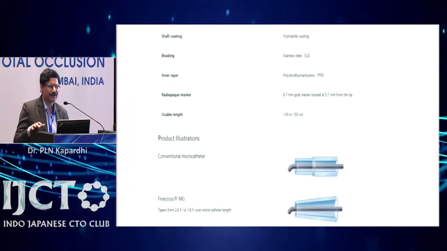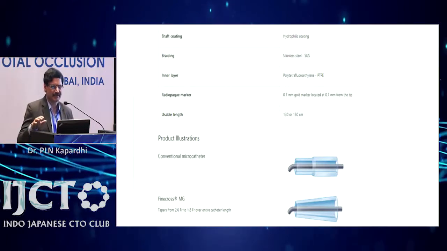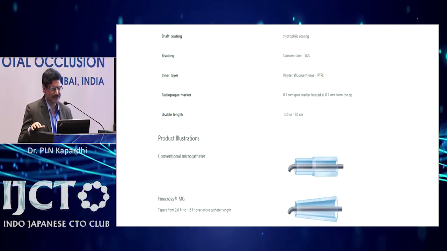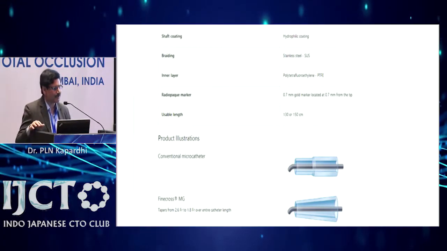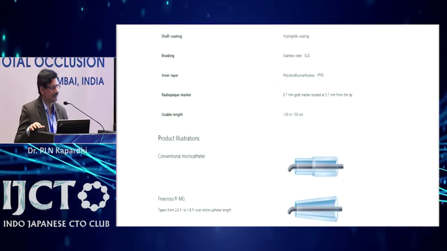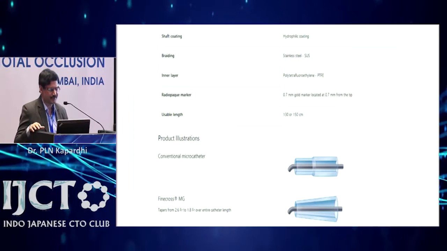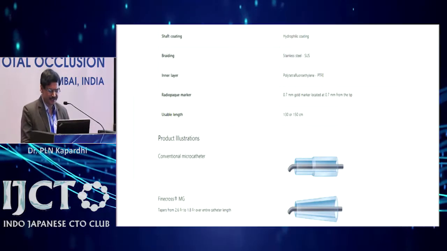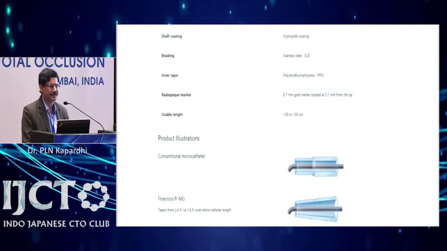So this has a hydrophilic coating, a stainless steel braid, and it is available in either 130 or 150 centimeters. Compared to the conventional microcatheter, the FineCross is dedicated and useful in CTO because it tapers from 2.6 to 1.8 French.